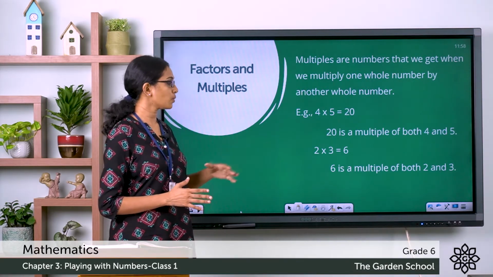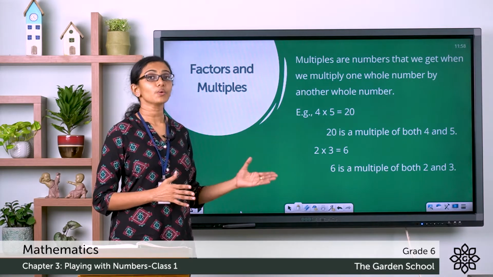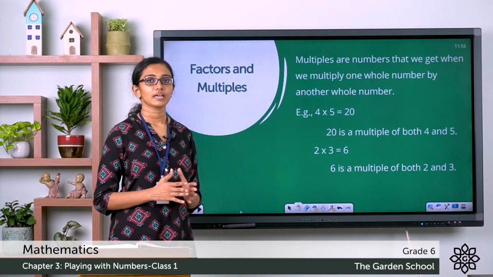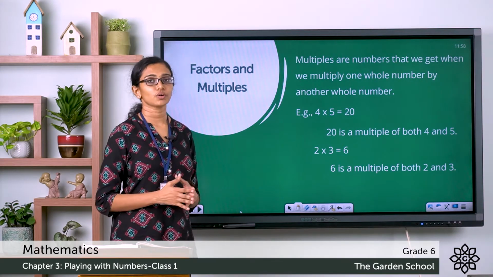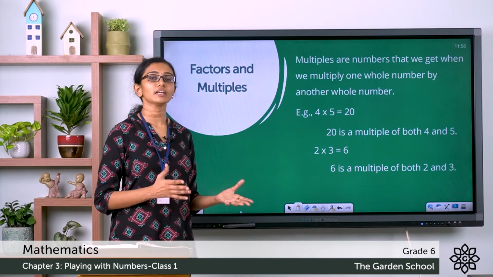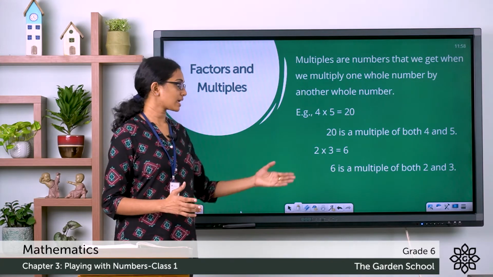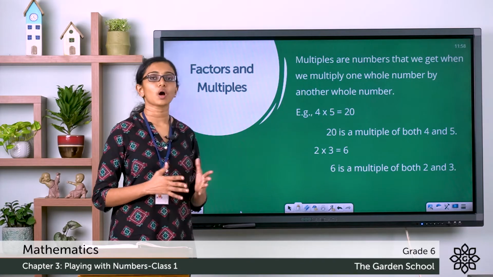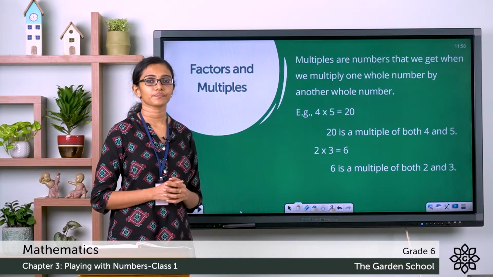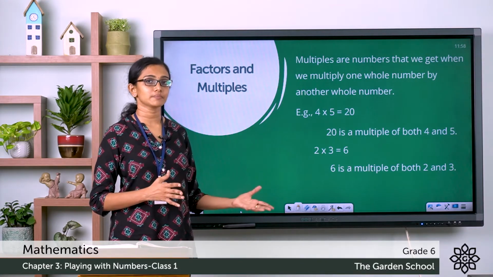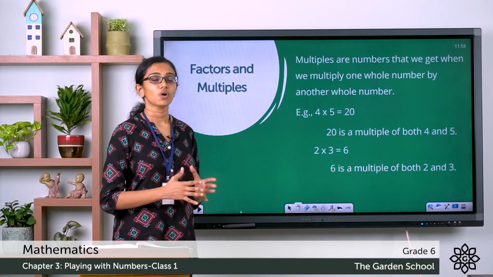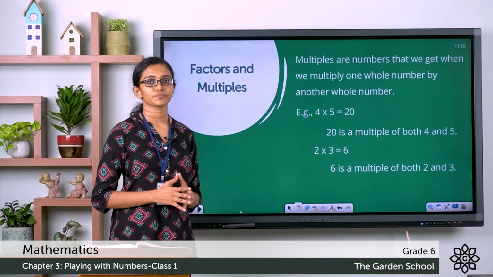Now there is one more example given here. 2 into 3 equals 6. It is the same as 3 2s or 3 into 2. Both are equal to 6. So you can say 6 is a multiple of both 2 and 3. We can get 6 by multiplying 2 by 3 or 3 by 2.